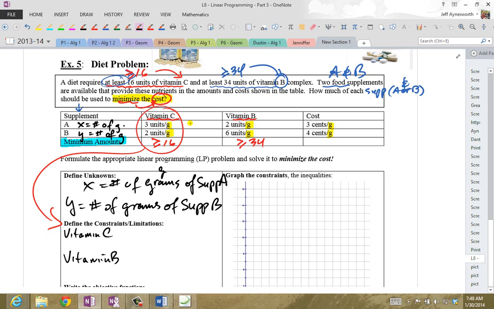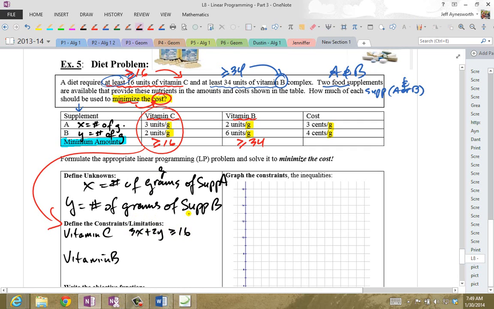Right here, look where I'm pointing, we got 3 times x units of vitamin C for supplement A, plus 2 times y units of vitamin C for supplement B, and all that's got to be greater than or equal to 16, because it says in the problem that we have to have at least 16 units of vitamin C. So you got to look vertically now, not horizontally. So let's write that down. We've got 2x here. No, excuse me, 3x. Let me get my glasses on here. So we've got 3 times x units for the vitamin C coming from supplement A. So 3x plus 2y is greater than or equal to 16.